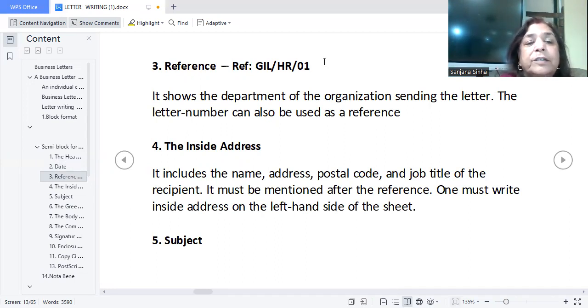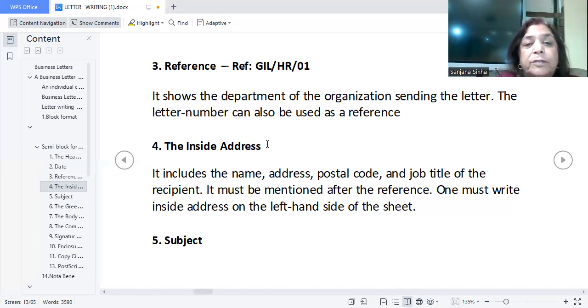It signifies the number of letters written on such and such date, by this company, this department. So it shows the department of the organization sending the letter. The letter number can also be used as a reference. For example, you can write back, please refer to your letter dated such and such, reference GIL oblique HR oblique 01, and so forth. Number 4 is the most confused terminology, the inside address.